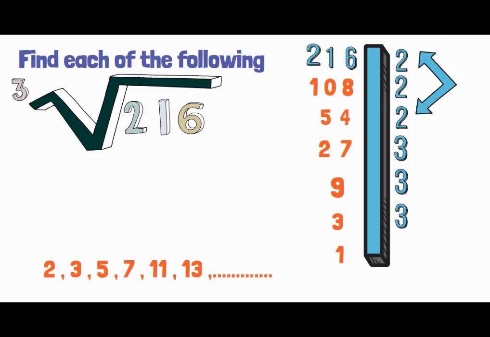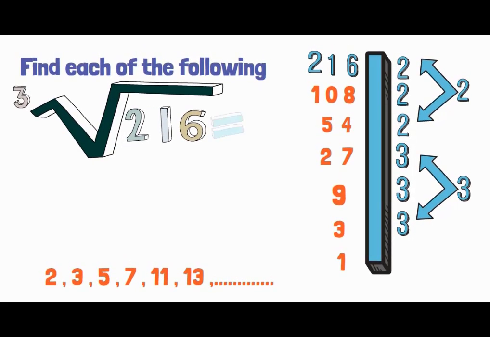Next step, we will take one number from each group of 3 identical numbers. As we see, here we have three 2s and three 3s. So we'll take one 2, and we'll take one 3. 2 times 3 equals 6. So the cube root of 216 is 6.